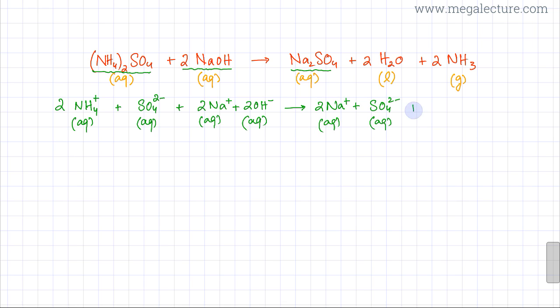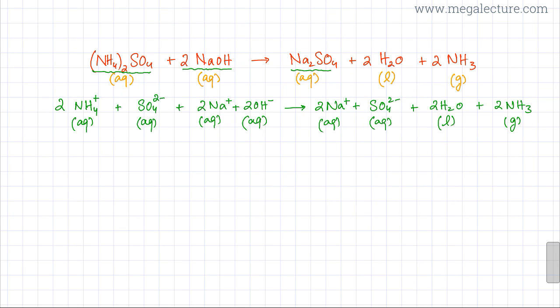And I have 2 more products. One is 2H2O in liquid state, and 2 NH3 ammonia in gaseous state. So of these 2 compounds, one is liquid and the other one is a gas. Only the acids, bases and salts, if they are aqueous, are going to dissociate into their ions. So this is dissociated, this is dissociated, and this is dissociated.